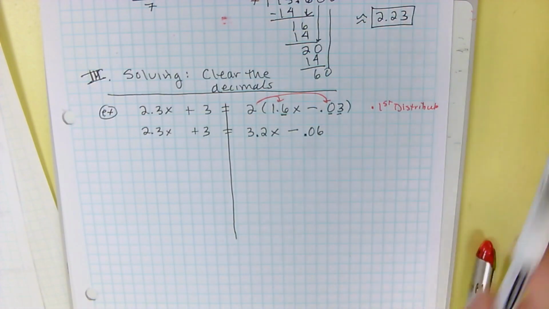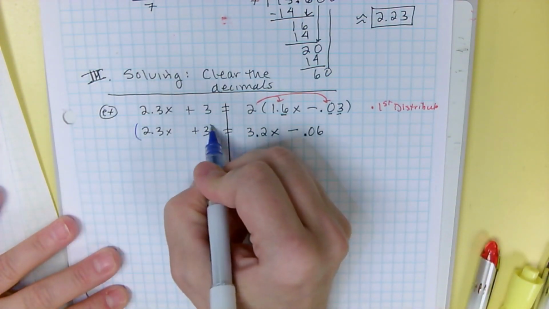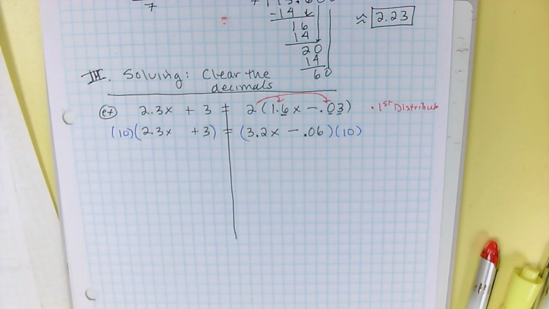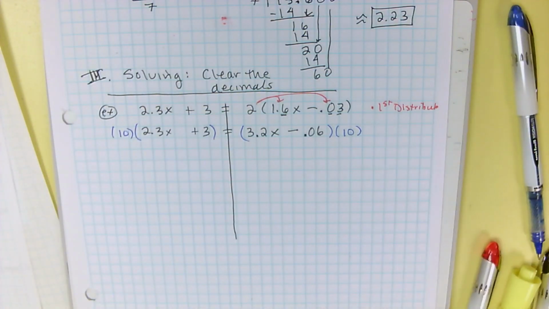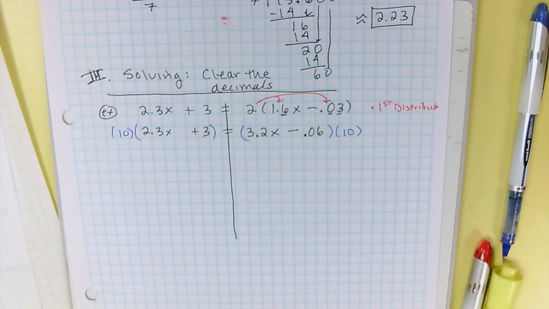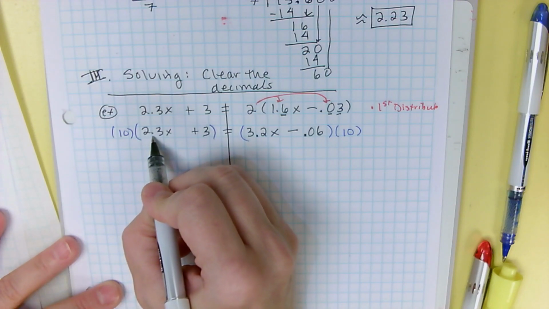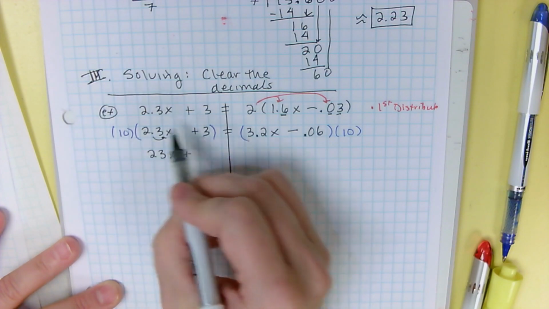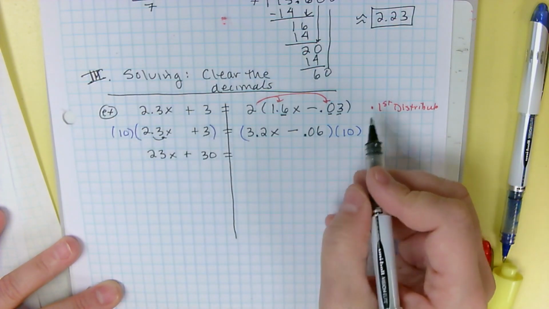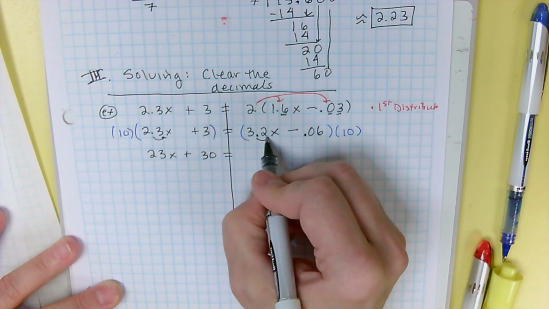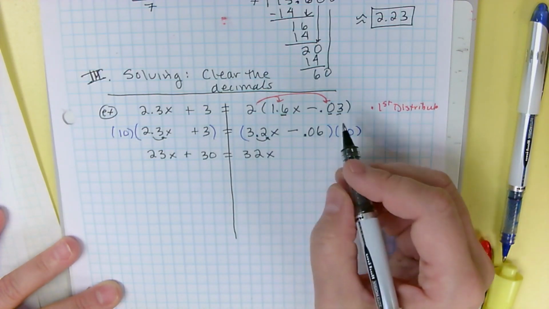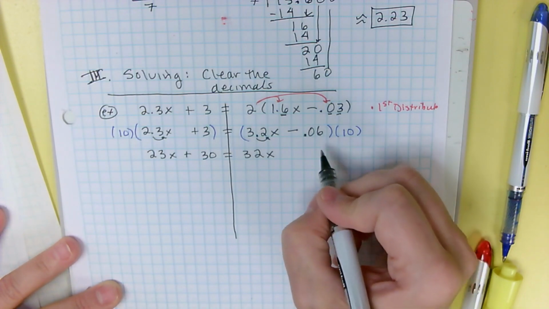Okay, so the way you clear decimals is you multiply both sides of the equation by 10 until there's no more decimal. Every time you multiply a number by 10, the decimal moves 1 place to the right. So 2.3, the decimal moves. I now have 23x plus 10 times 3 is 30. 10 times 3.2, the decimal moves. I have 32x. 10 times 0.06 is 0.6.